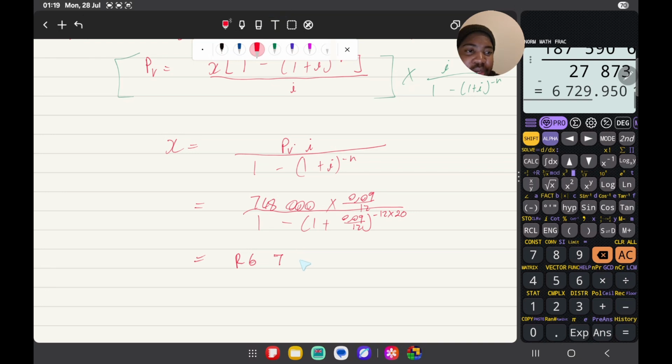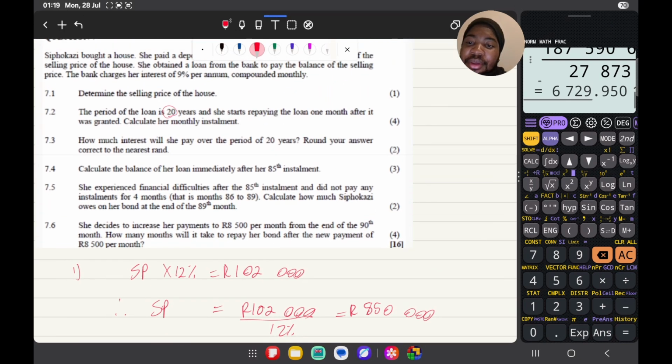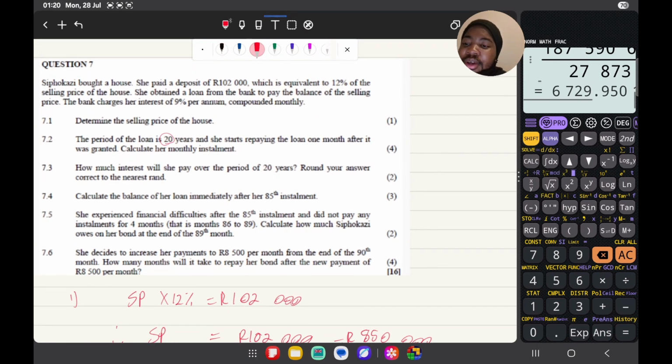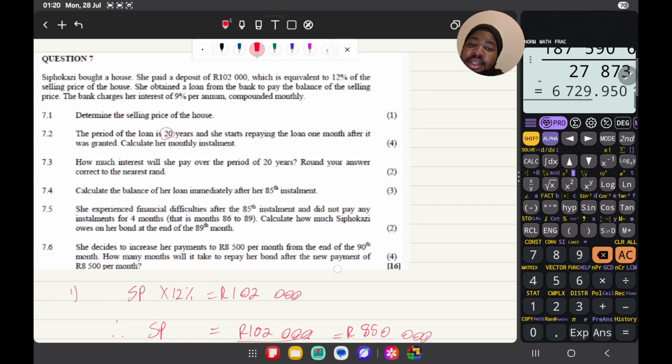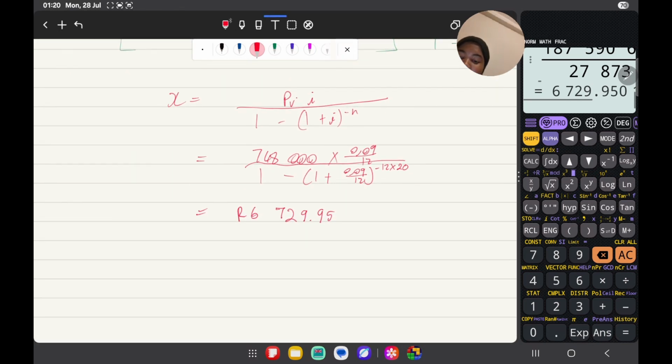And therefore she will be paying 6,729 rand 95 cents per month. Yeah, that's how much she will be paying per month. So now we have, how much interest will she pay over the duration of 20 years? So for the duration of 20 years, we just find out how much she paid.